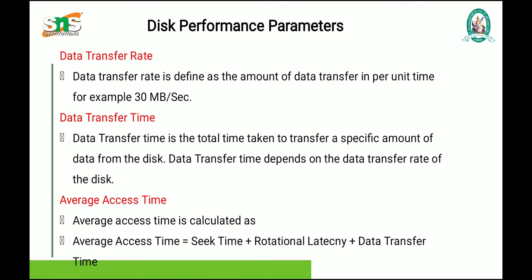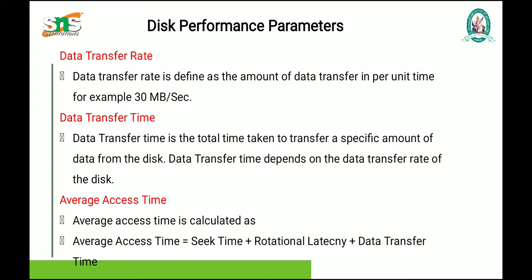Disk performance parameters. By using the following parameters, disk performance can be measured in terms of data transfer rate, data transfer time, and average access time. The first one is data transfer rate. The data transfer rate is defined as the amount of data transferred per unit time, for example, 30 megabytes per second. Data transfer time is the total time taken to transfer a specific amount of data from the disk. The data transfer time depends upon the data transfer rate of the disk.